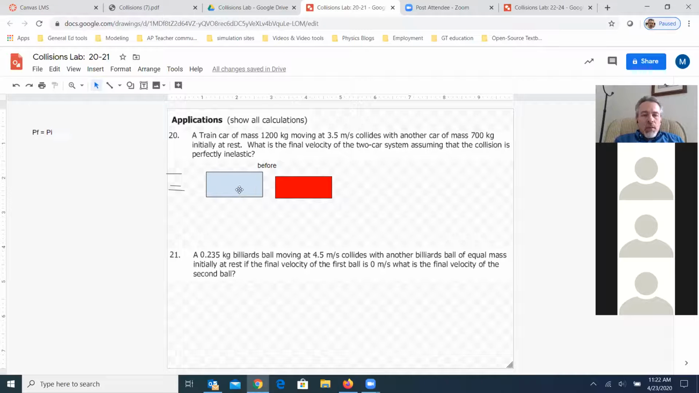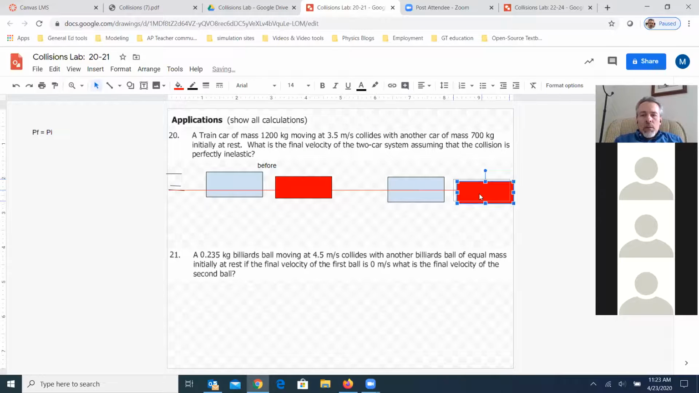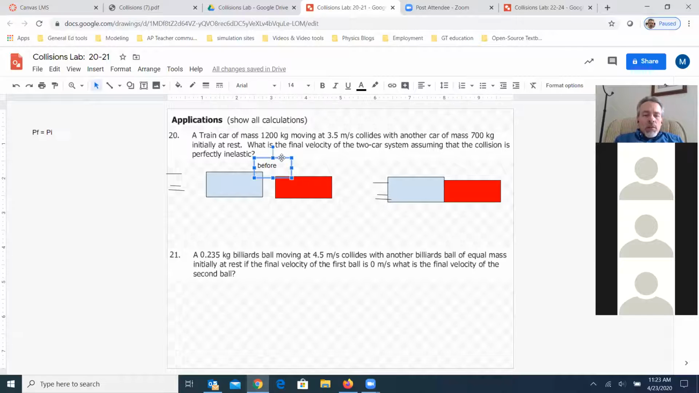So I'm going to see if I can kind of draw this. This will be the after picture where they're moving together. And I don't know how fast they're going. They might be going faster or slower. Well, I do, but I'm lying. I usually do that to you guys. You can probably guess whether they're going faster or slower. And I'm going to call this the after picture. This is after the collision.